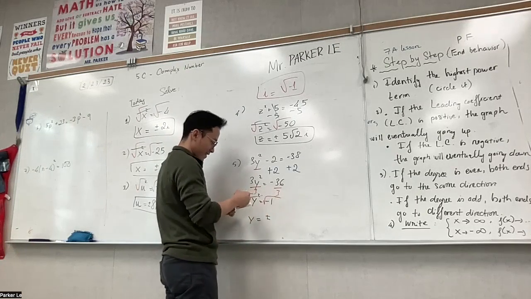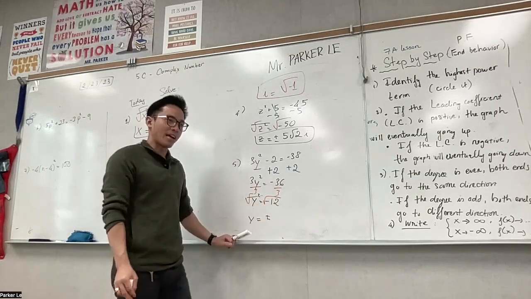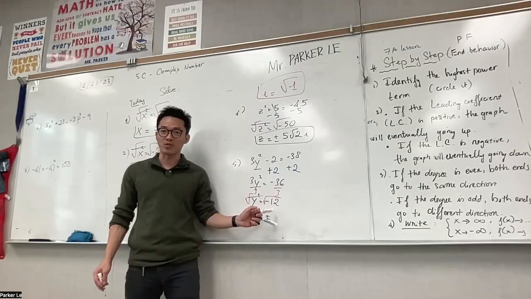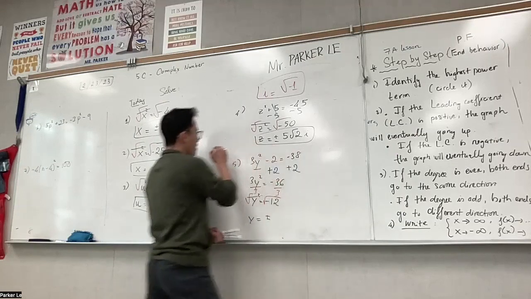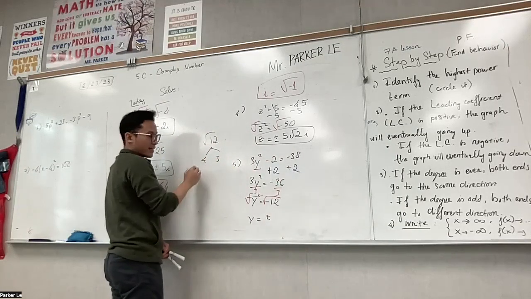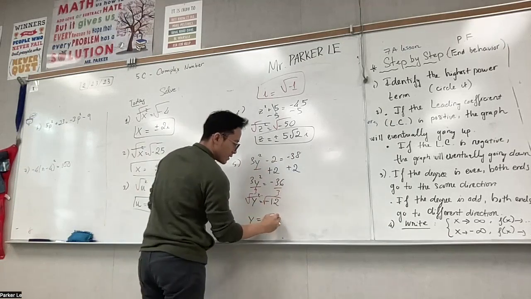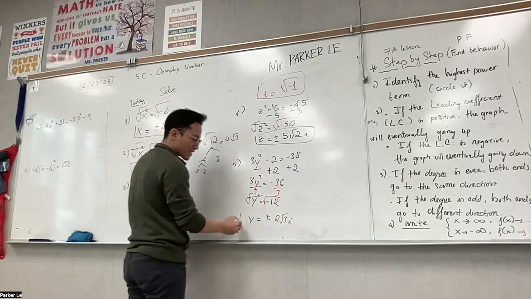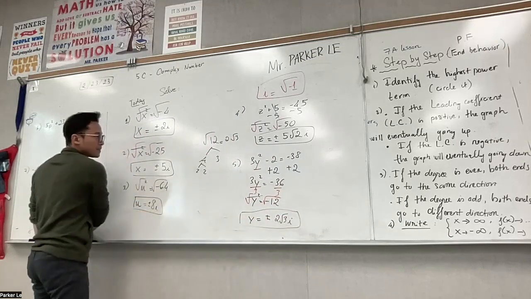So now you can do something with the 12, right? What is that? 4 times 3, right? 2 square root of 3. Right, 2 square root of 3i. Very good. That's a complete answer.